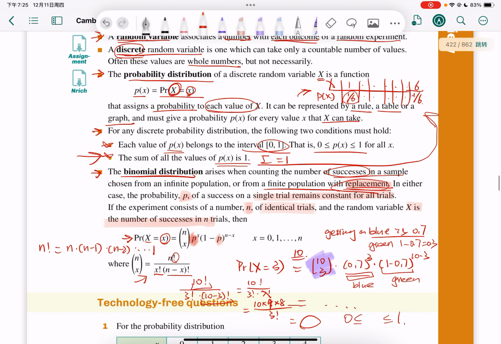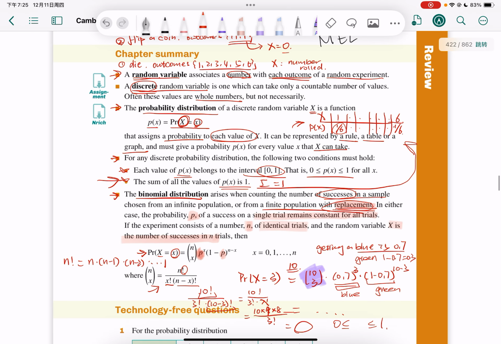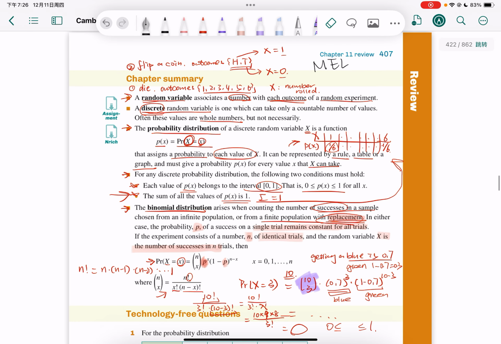And further, the binomial distribution problem. Yeah, that's a quick summary for today, and it's very important to do some practice. Some of them are very tricky questions in the SAC or exam. Yeah. That's chapter 11. Thanks for listening.